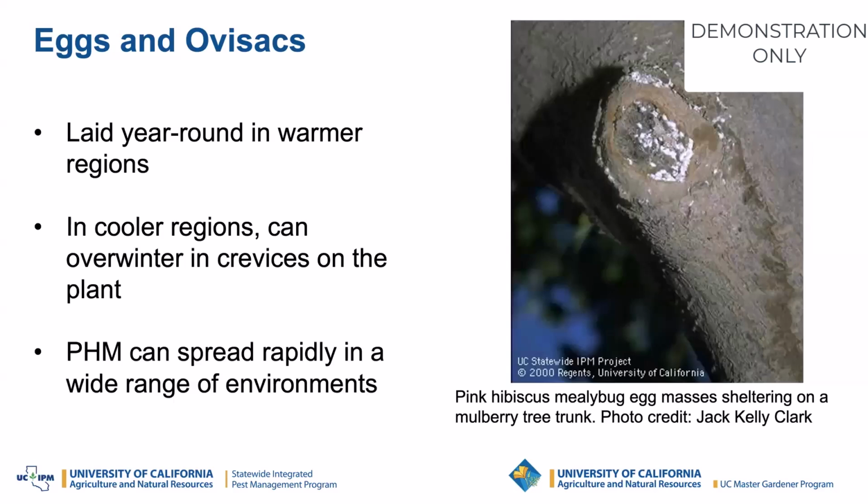In warmer regions, pink hibiscus mealybugs can lay eggs year-round. In colder climates, eggs can survive through the winter months in bark crevices, soil, fruit clusters, and other protected areas. This photo shows egg masses sheltering in the trunk of a mulberry tree. These adaptations allow PHM to spread rapidly in a wide range of environments.